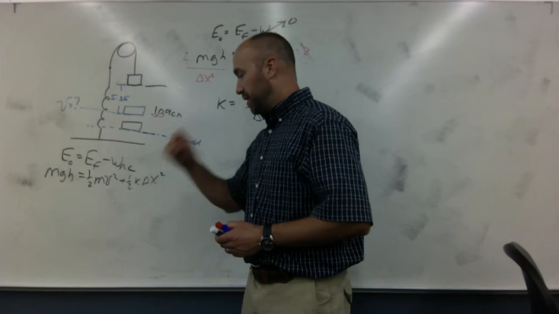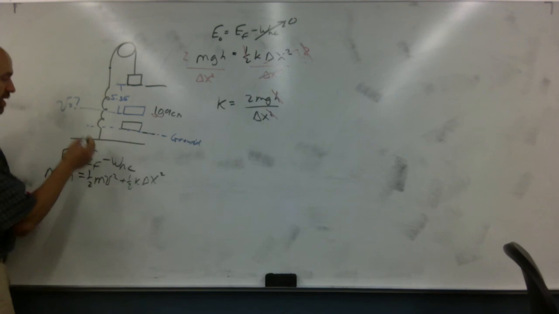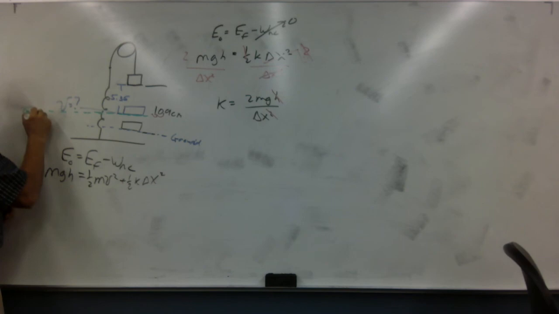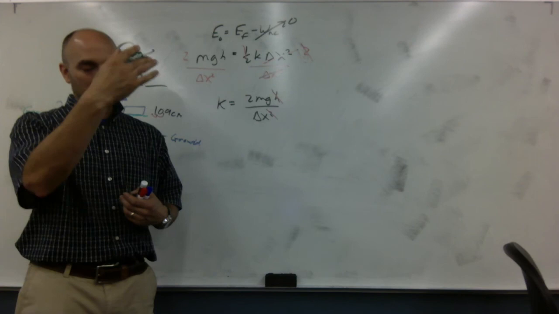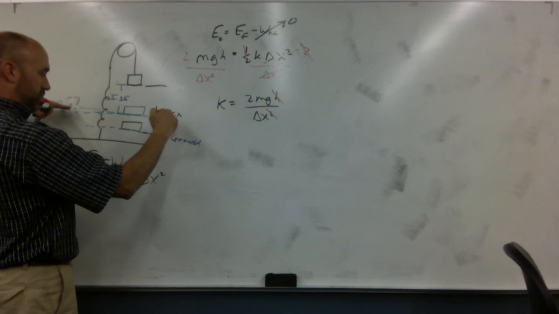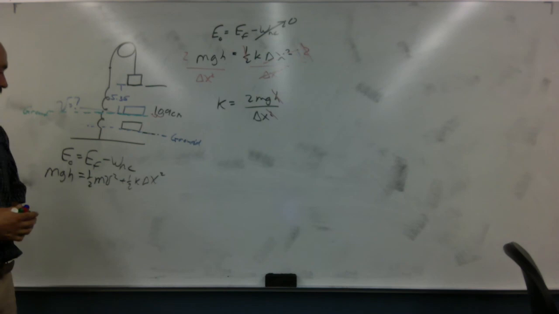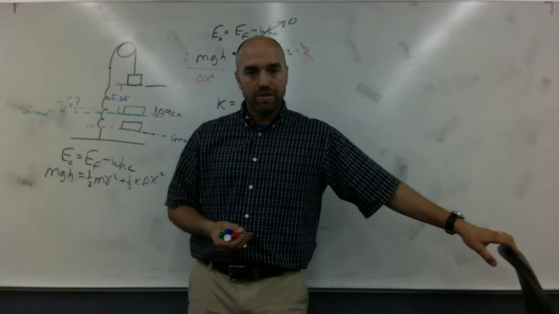And notice for this part B, you want to make this part right here your ground for part B. Because the lowest point your object goes in the problem, that's where you put your ground. And so for part B, the lowest point the object goes is right there. So make that the ground. Okay. That makes life work a little bit better.